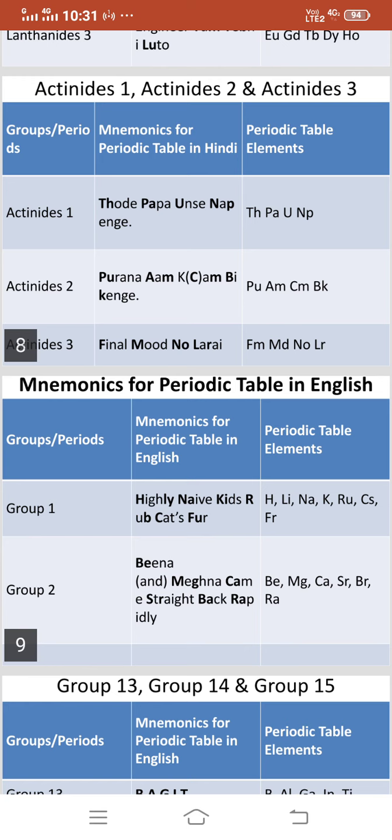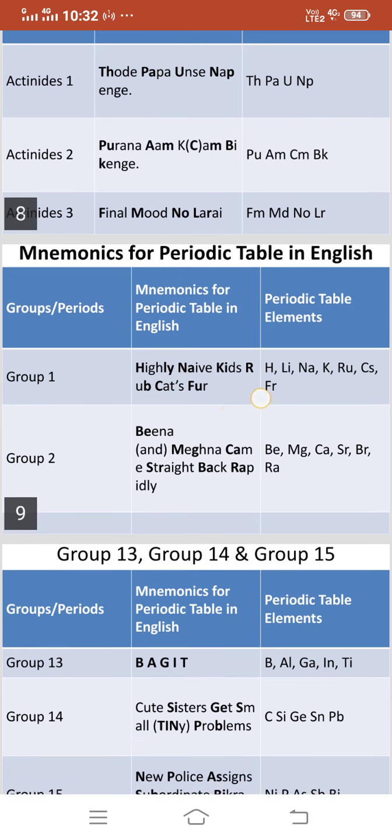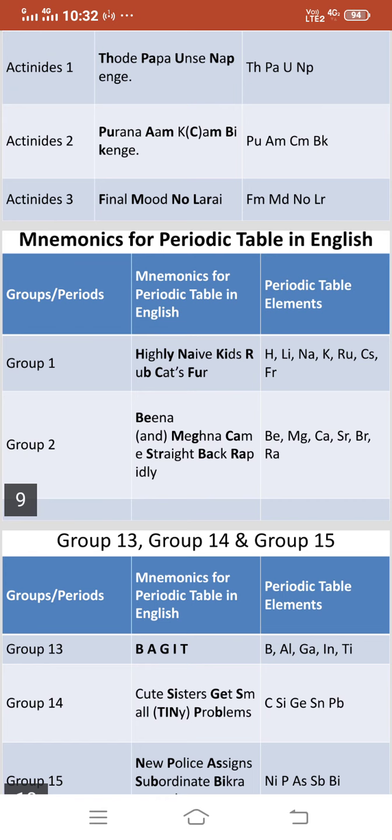Now the mnemonics in English for periodic table elements. Group 1 and Group 2. The mnemonic for Group 1 in English: Highly naive kids rub cats fur. Then Group 2 mnemonic is Bina and Meghna came straight back rapidly.